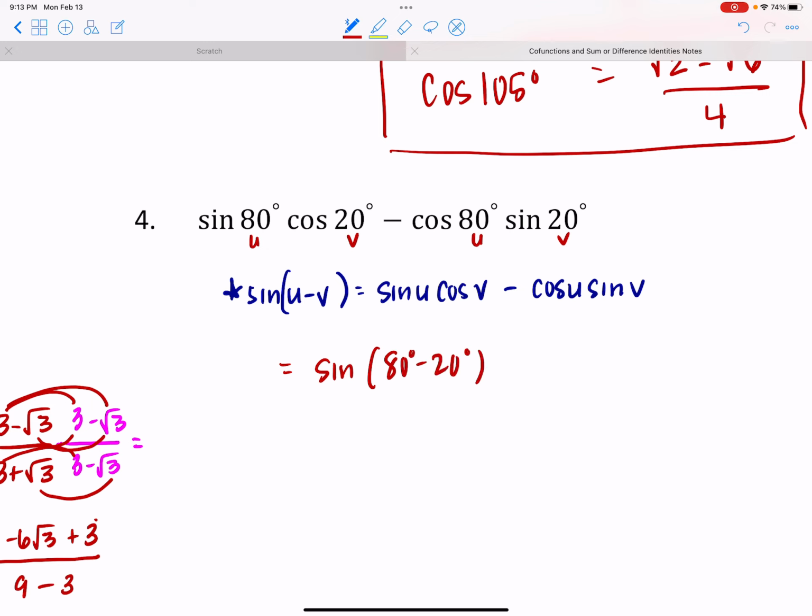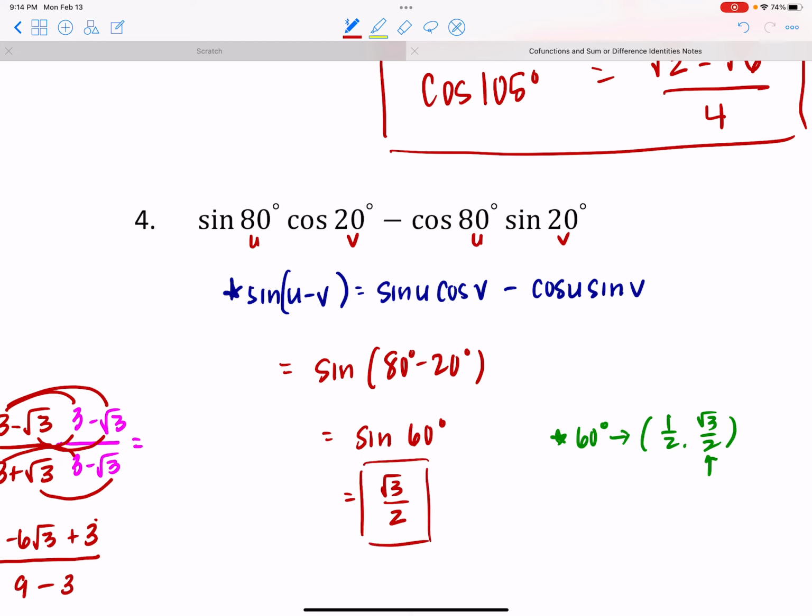And 80 minus 20 is 60, so we're really just looking for the sine of 60 degrees. Now remember, our 60-degree angle intersects the unit circle at 1 over 2 and radical 3 over 2, and that is the sine for that angle. So our answer is going to be exactly radical 3 over 2. So we can use the identities in both directions.